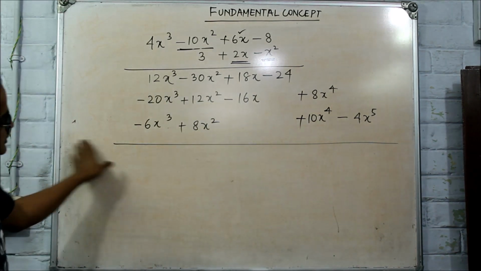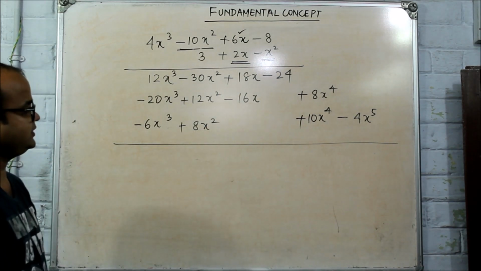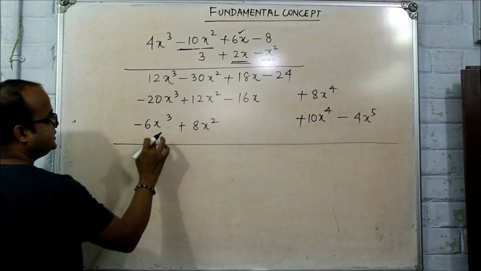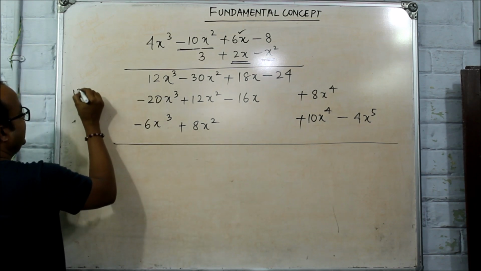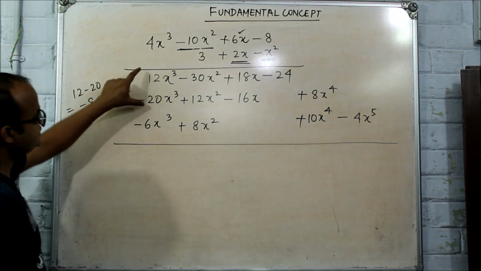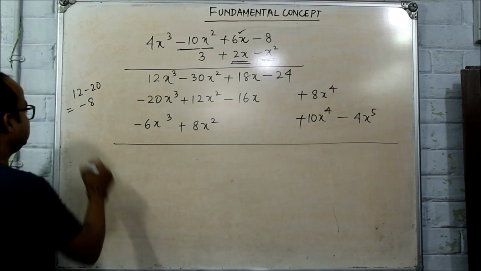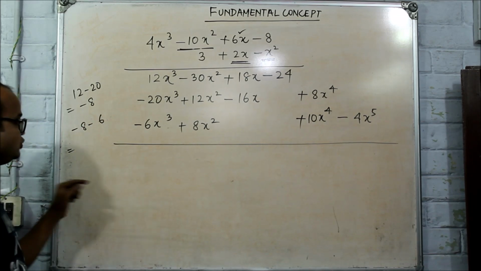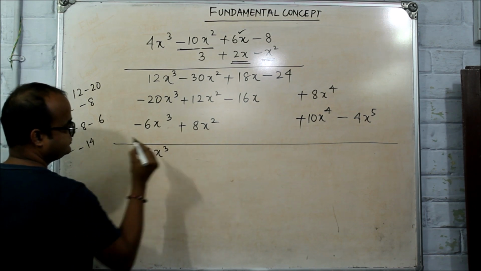We multiply all, so we put a line so that we can add, subtract or whatever way you need to simplify. Now these three terms are like terms, 12 minus 20, so this will be equal to minus 8. So once you simplify, you will get minus 8x cube and then minus 6. So minus 8 minus 6, same sign, so you need to add. So minus 14, so you are getting minus 14x cube.